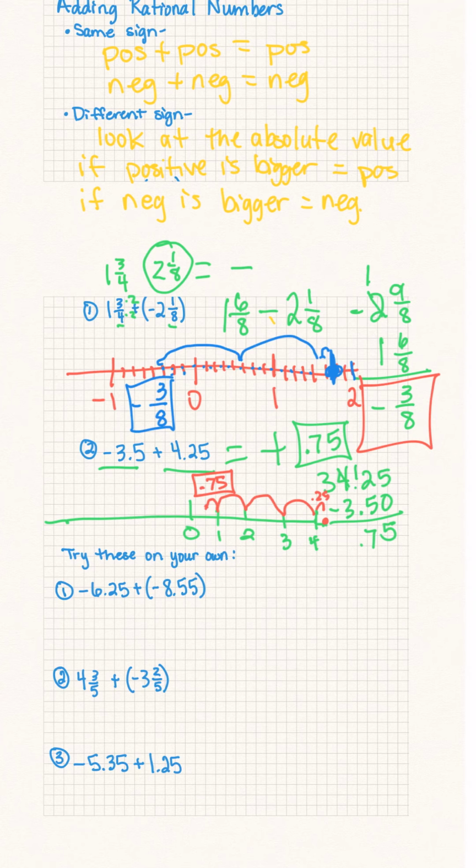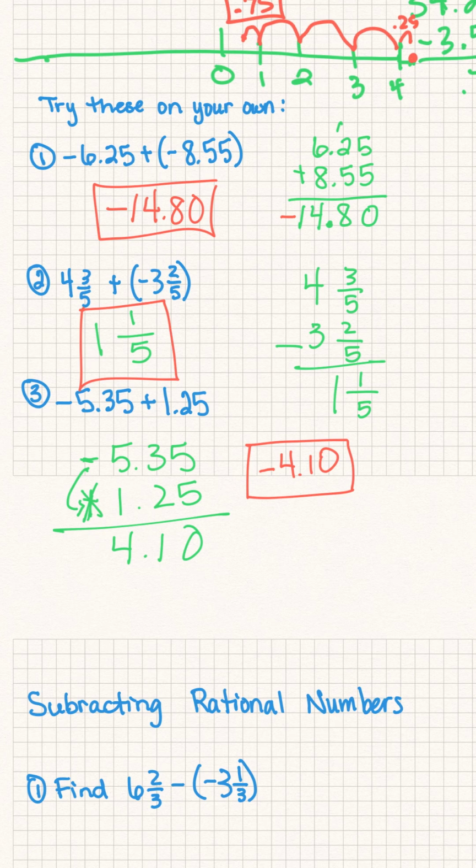Okay, so with the first one, we said if you're adding a negative plus a negative, it's going to equal a negative. And so you just add those numbers together and make sure it has the negative. So you should have got negative 14.80 or 14.8.